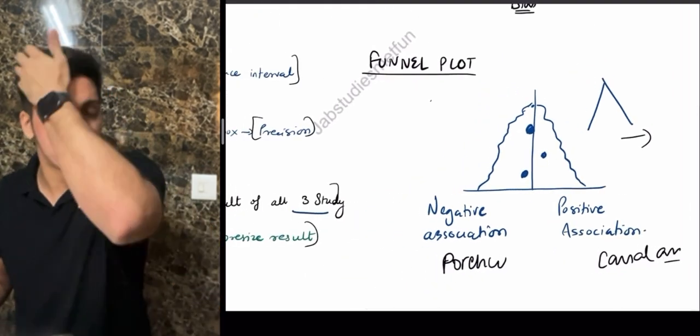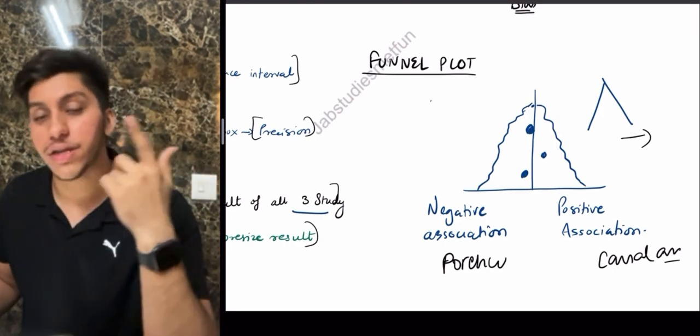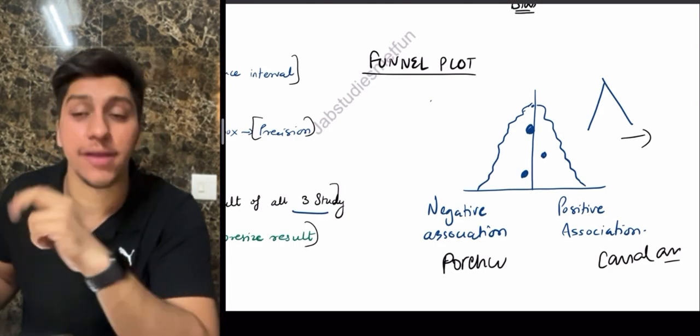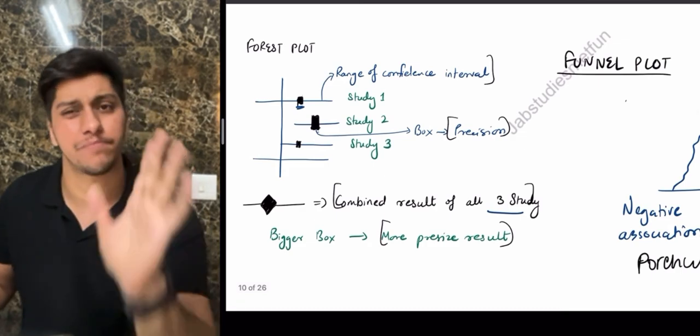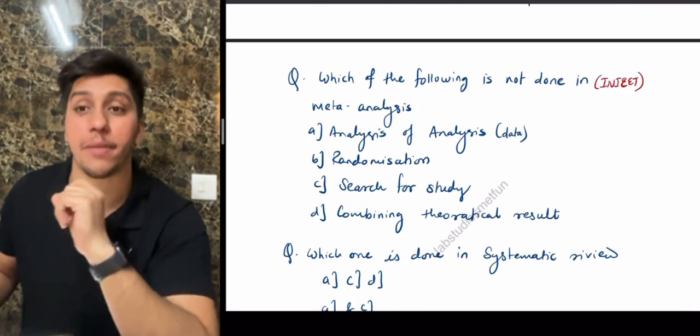What you only have to remember in this is just forest plot, funnel plot. Where do we use it? We use it in your meta-analysis. Remember, your funnel plot can also be used in publication bias, and your forest plot, when you want to combine 3 studies into one, you use a diamond shape. That is it.